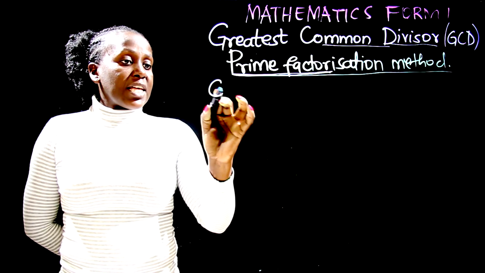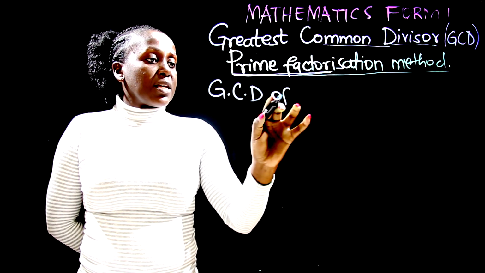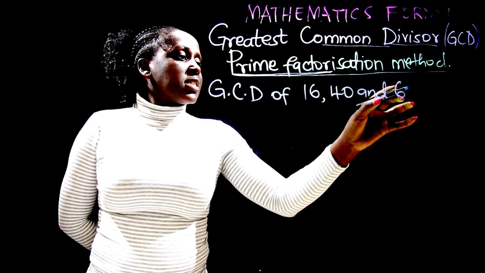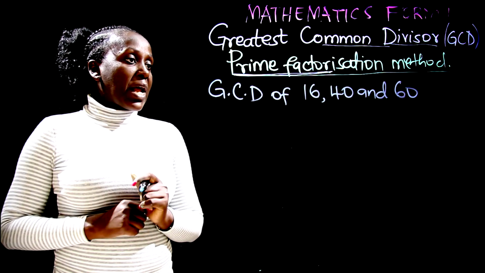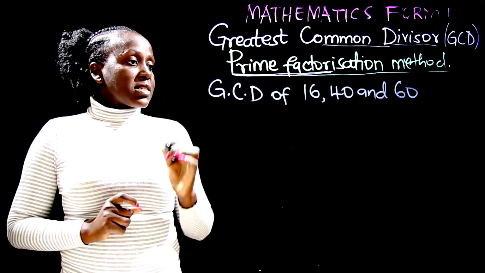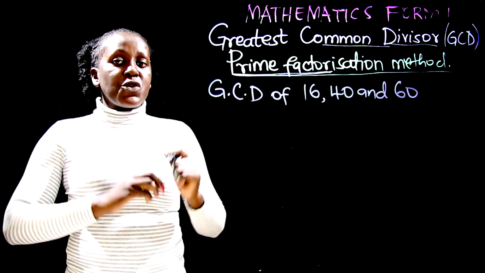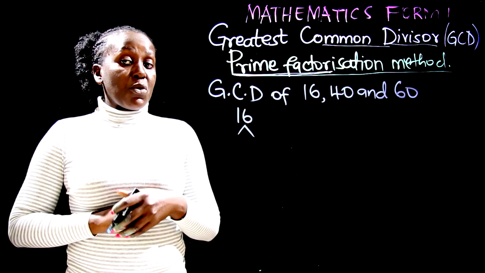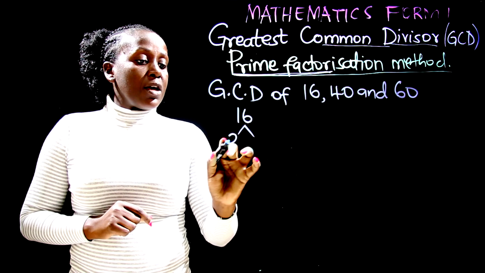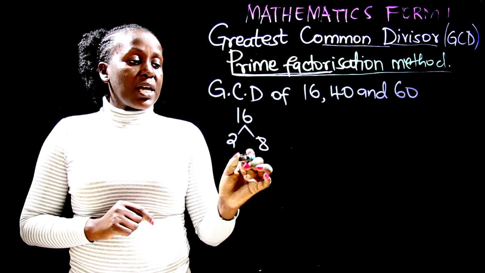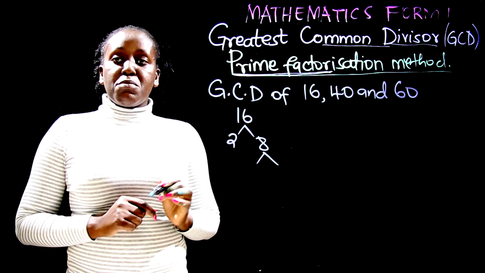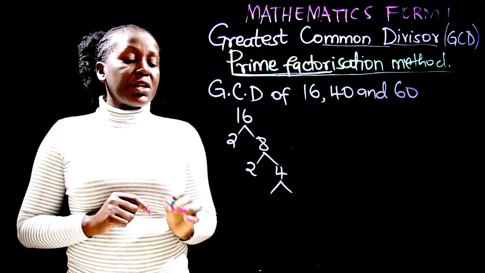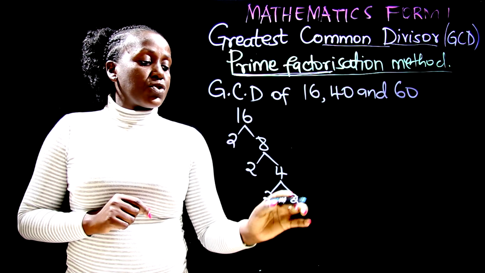So let us determine the GCD of the numbers 16, 40, and 60 using the method of prime factorization. So the first step is to factorize the numbers using the factor tree. So starting with 16, 16 is divisible by which prime number? 2. So 16 divided by 2 is 8. Again, we divide 8 by a prime number. So we divide it by 2, which is 4. Then we divide 4 by 2 to get 2.